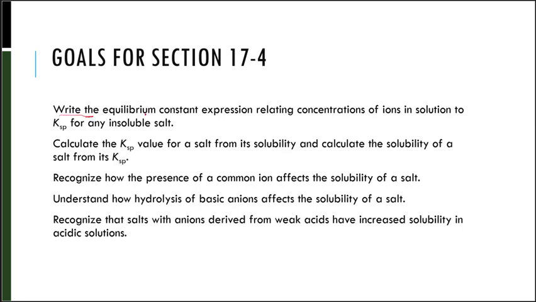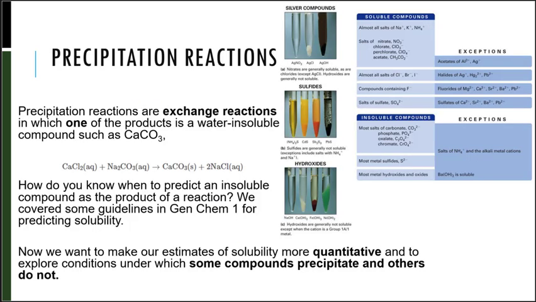In this section we will write the equilibrium constant expression relating concentrations of ions in solution to Ksp for any insoluble salt. We'll calculate the Ksp value for a salt from its solubility and calculate the solubility from its Ksp. We'll recognize how the presence of a common ion affects the solubility of a salt, understand how hydrolysis of basic anions affects the solubility of a salt, and recognize that salts with anions derived from weak acids have increased solubility in acidic solutions. Remember back to precipitation reactions from Gen Chem 1?